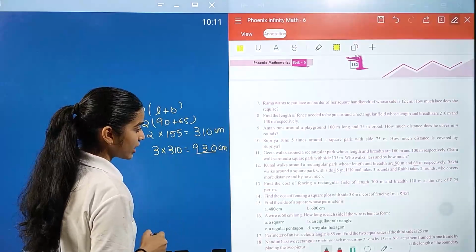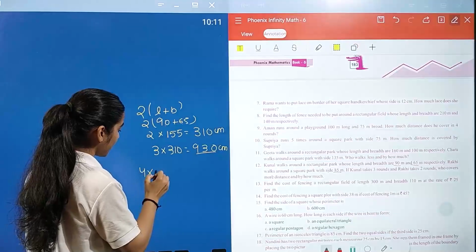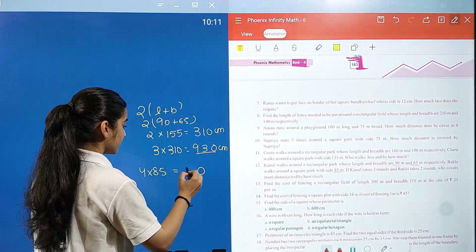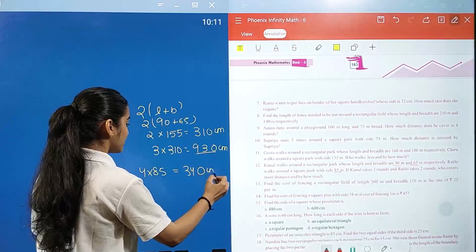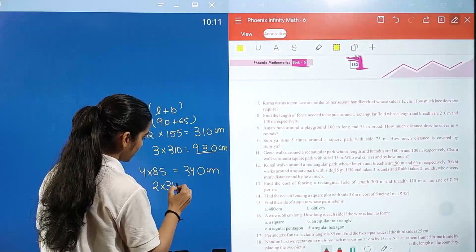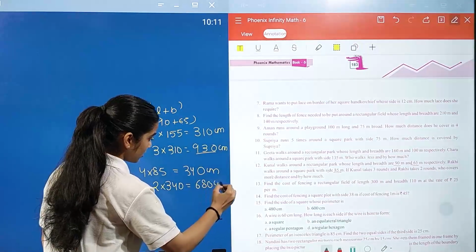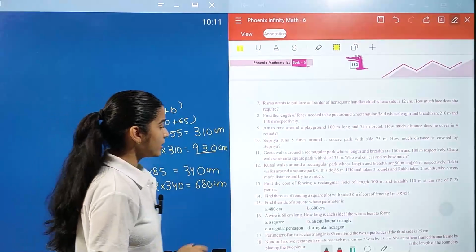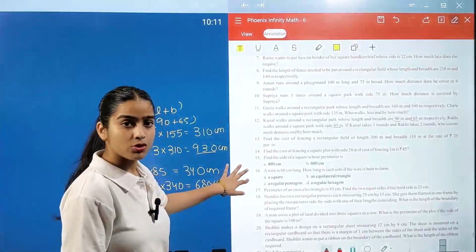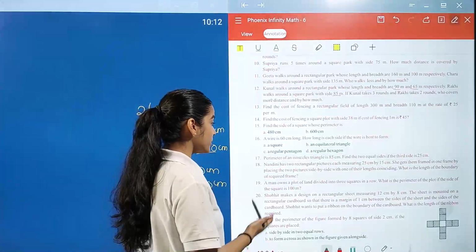Okay. Next we have to calculate for Rakhi. So for Rakhi's square, 4 multiplied by 85 is 340 meter, and she takes 2 rounds. So 340 multiplied by 2 is 680 meter. So the more distance is covered by Kunal, which is 930 meter. In the same way, you can do these questions which are relatable to our day-to-day life by applying the formulas of perimeter.